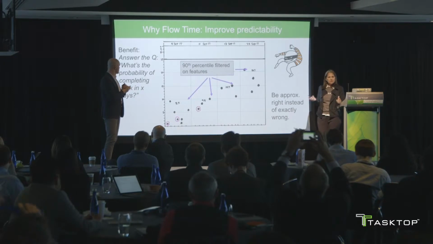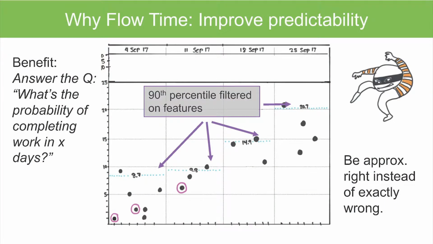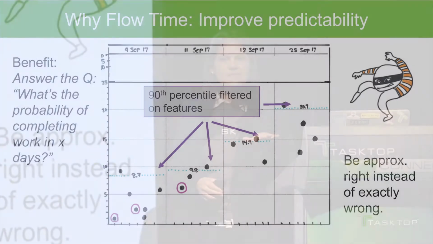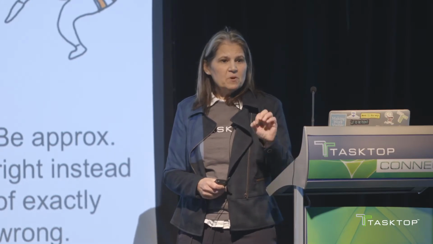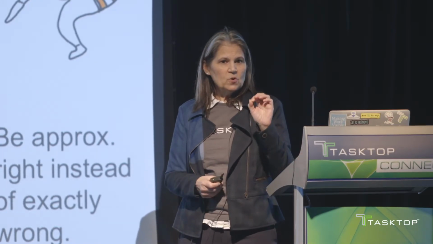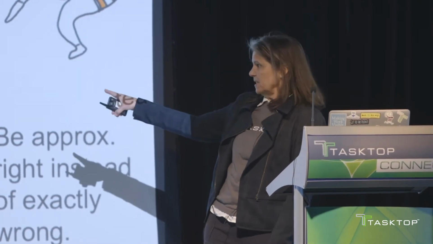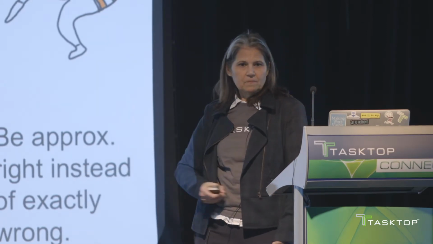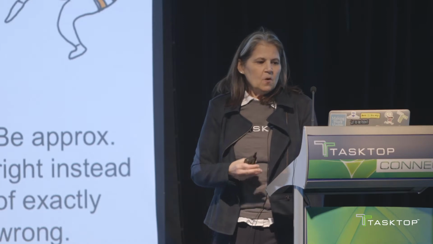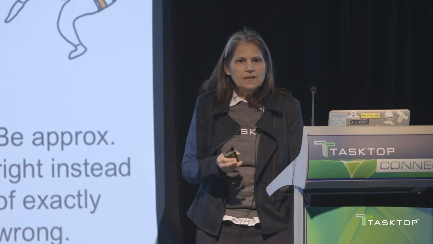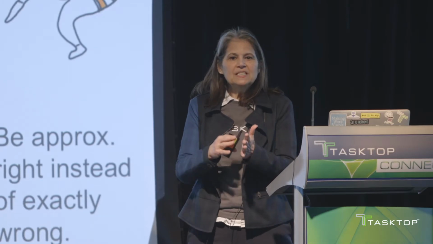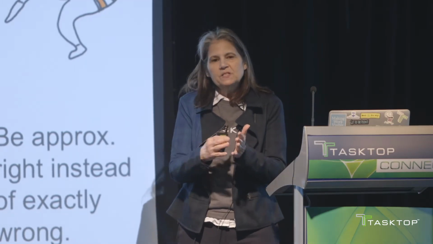So this is a scatter plot chart where we're just calculating how long work takes to be completed. The vertical axis is the number of days work took to complete. The horizontal axis is the date that the work was completed. And we're plotting a dot on this chart for each work item that was completed. So if you look at the arrow in the third week of September, you can see that that one item took almost 15 days to do. Why do we track flow time? Because it helps us understand what the probability is of how long something's going to take.